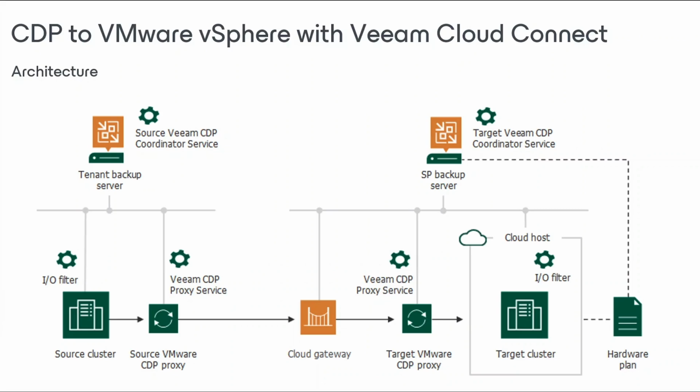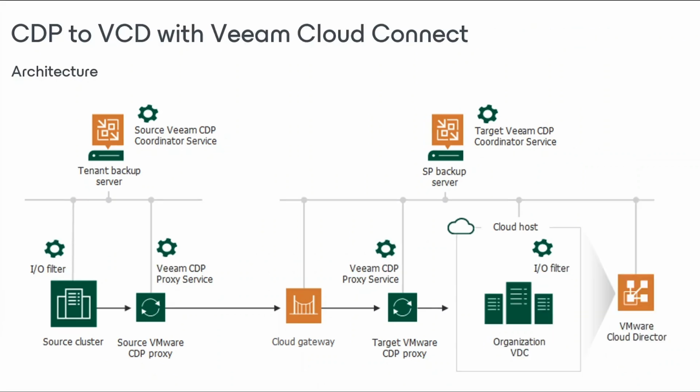As you can see, this scenario is pretty similar to the regular snapshot-based replication with Veeam Cloud Connect. The entire setup is almost the same, except that we are installing I/O filters on the target and the source cluster, and that instead of a regular VMware backup proxy, we have a CDP proxy.